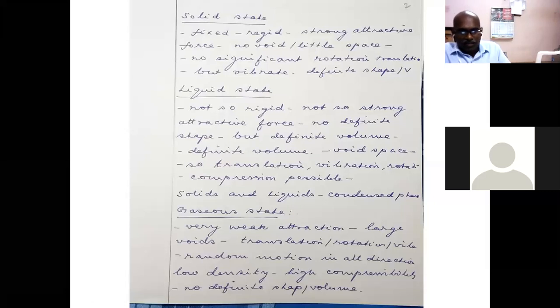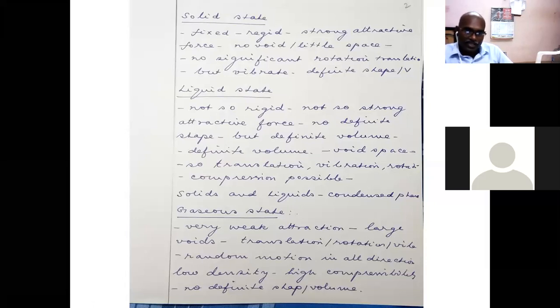They have a strong attractive force. Therefore, very little space, a narrow space, is found. Therefore, no significant rotation or translation, but vibrational motion is found. And also, solid substances have a definite shape and a definite volume. These are all the characteristics of a solid state.